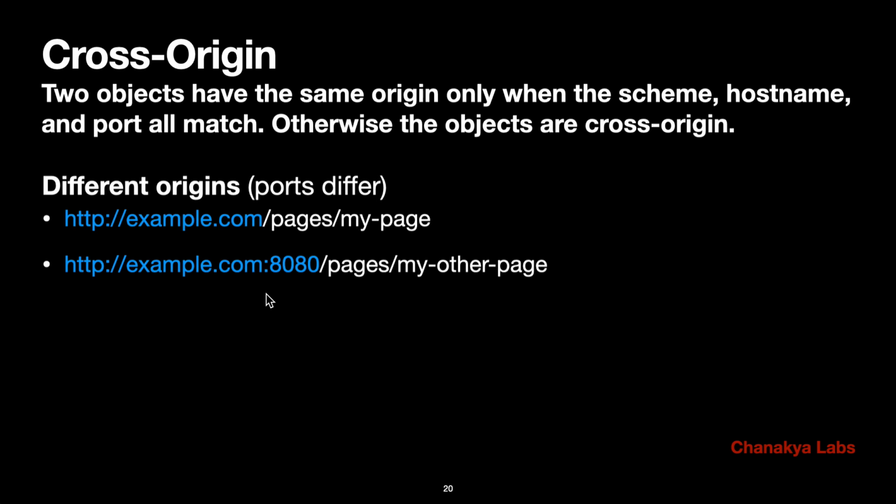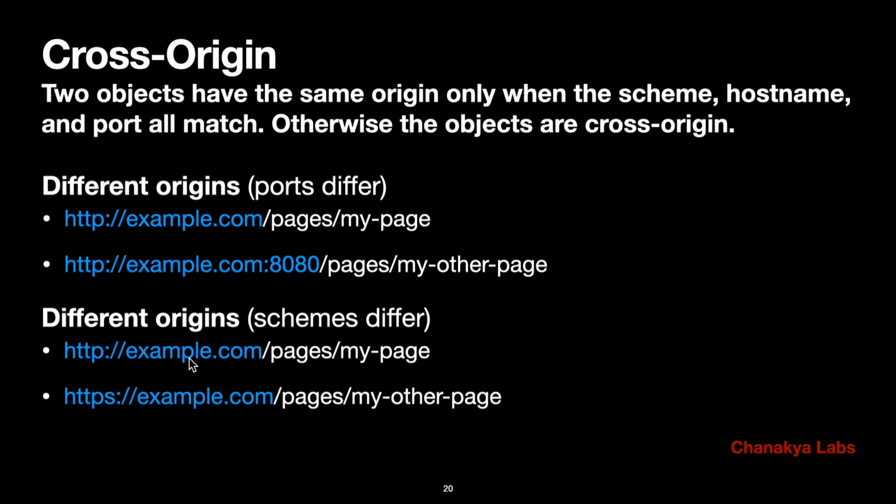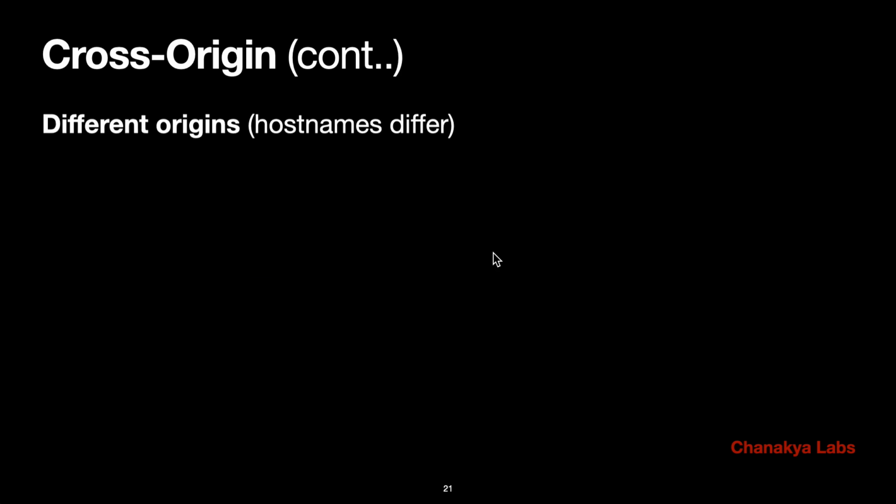So this is one of the examples. You see, HTTP is there, the domain is the same, but you see the port. By default it would be 80, here 8080 is there, so definitely these are different. Let's see here, 8080 is the same, the domain is the same, but the scheme is different, so again this is a cross origin. Simple, right?